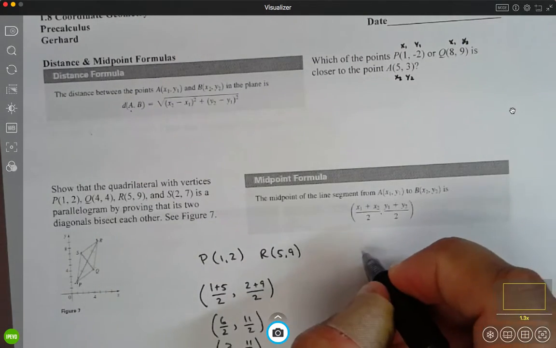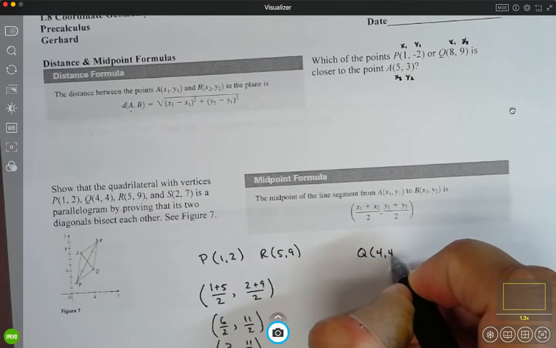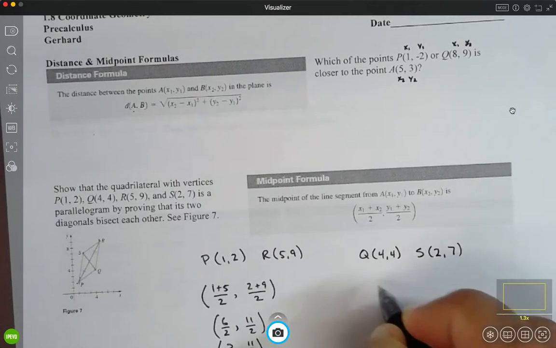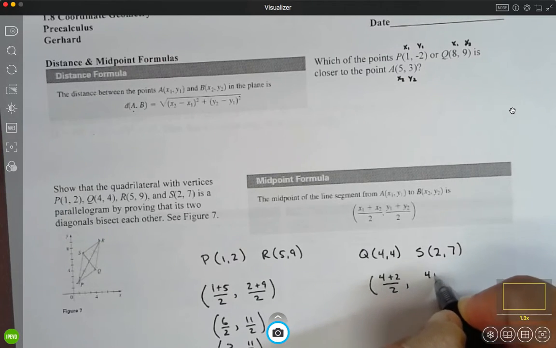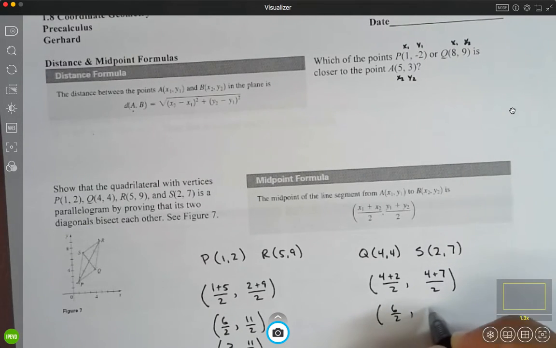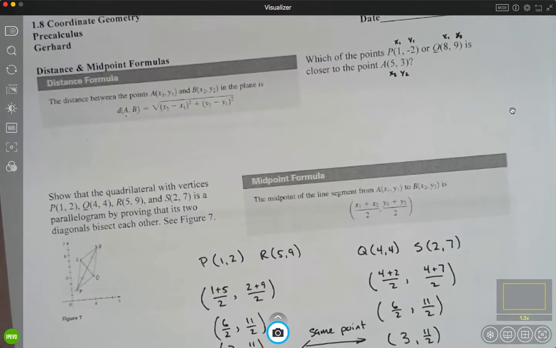If I look then at Q, which is 4, 4, and S, which is 2, 7, do the same process. 4 plus 2 divided by 2, 4 plus 7 divided by 2. That's going to give me 6 over 2 and 11 over 2, which is 3 and 11 halves. These are the same point. So the bisectors of the diagonal end up in the same spot.